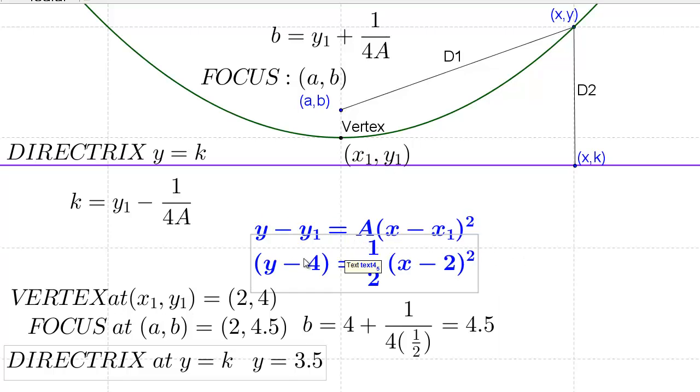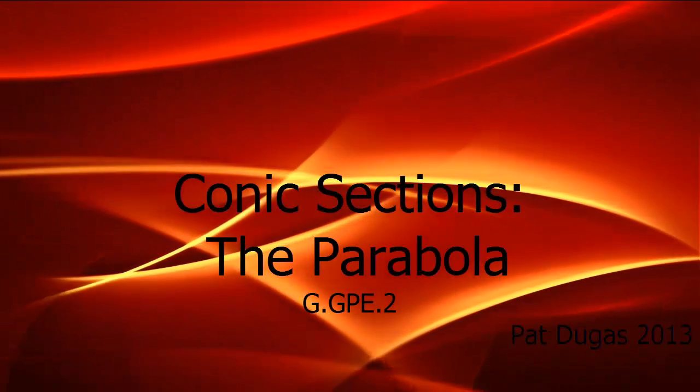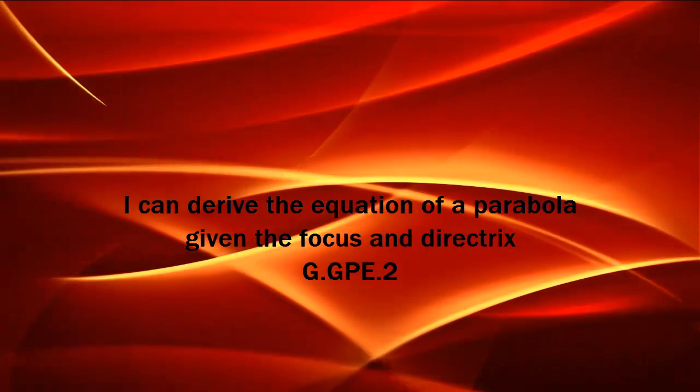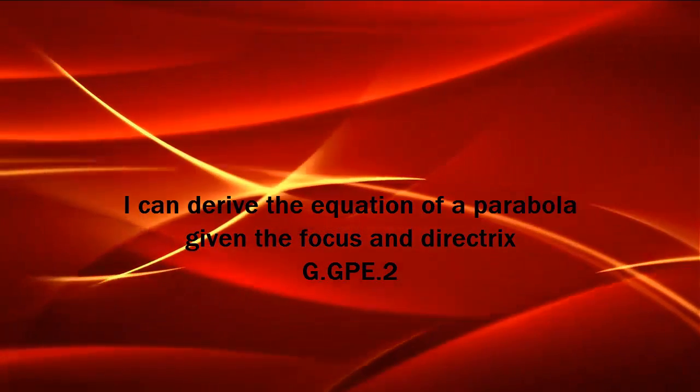x1, y1. Its focus is a distance above that at 2, 4.5. That distance is 1 over 4 times the coefficient. And its directrix is the same distance below it. It's at 4 minus 1/2, or 3.5. And all the points on that parabola have to be the same distance from that focus and directrix. So that's the parabola, the set of all points that's equal distance from a focus and a directrix. You've derived it. You now know how to use it and translate between the forms of the parabola.